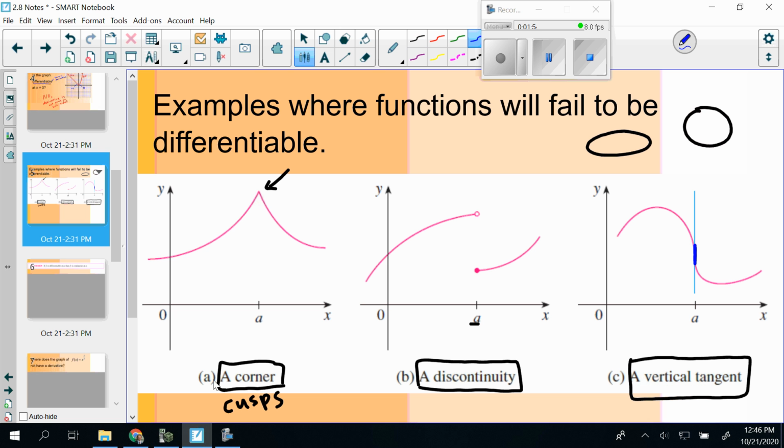Same thing with circles and ellipses. Right here and right here, those points on the edges don't have a derivative because the slope is undefined. Same thing with this ellipse here and here, it would not have a derivative because the tangent line slope would be vertical, therefore not existing.